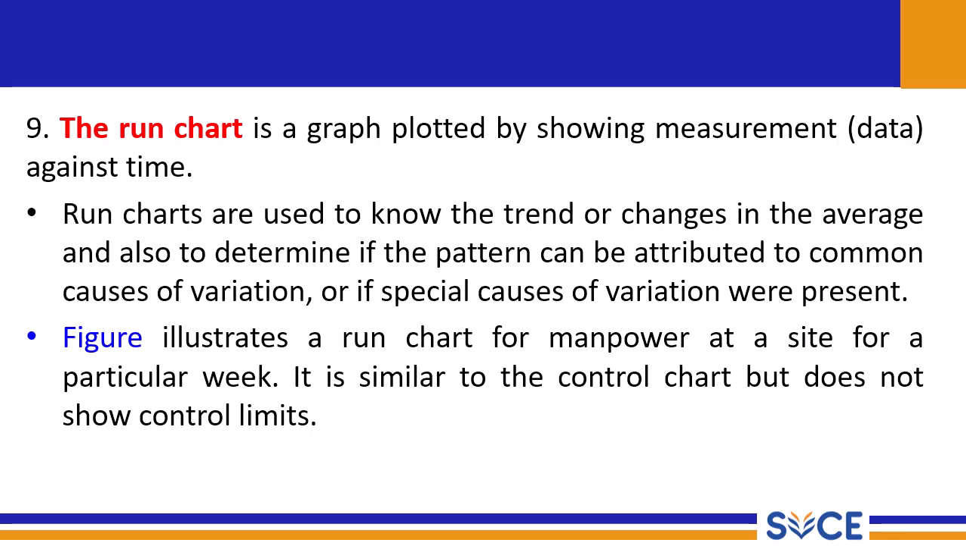A run chart is a graph plotted by showing the measurements against time. A run chart is used to know the trend or changes in the average, and also to determine whether the pattern can be attributed to common causes of variation or if special causes of variation were present. There is a figure which illustrates a run chart for manpower at the site for a particular week. It is similar to a control chart but does not show control limits. So it is almost similar to a control chart, but it is not the same.